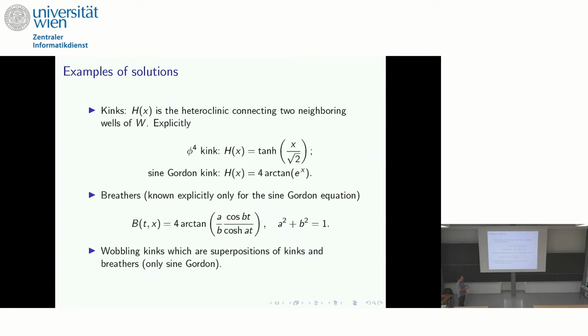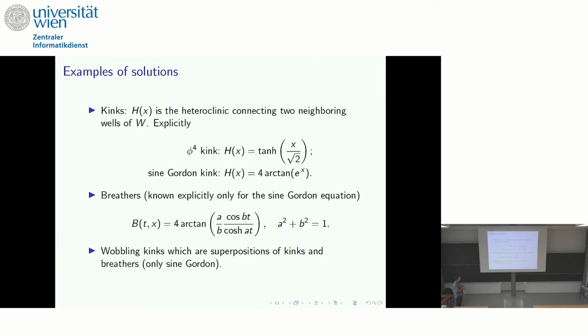I will typically fix, in the phi4 case, the heteroclinic that is increasing and odd, the hyperbolic tangent. They are explicit for phi4, they are explicit for sine-Gordon, and there are some other models for which they are explicit. For instance, for phi6 the kink is also explicit, but it's not symmetric, so it's a different, separate case. But then there are other special solutions that are known only for the sine-Gordon equation.